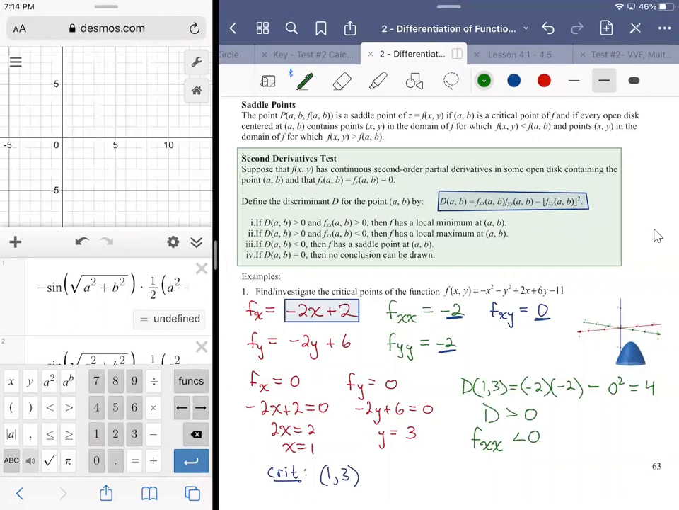All right. So looking at this, I would say that it's the Roman numeral 2 there, where we're looking at the discriminant being positive and my second order partial with respect to x being negative. Therefore, there's a local maximum. So therefore, local max at 1, 3.